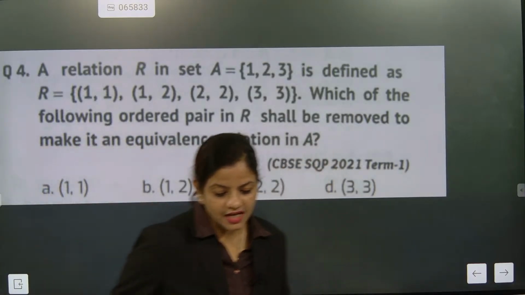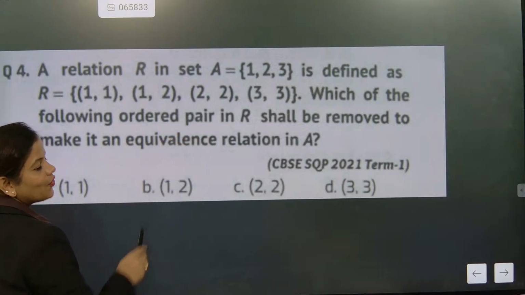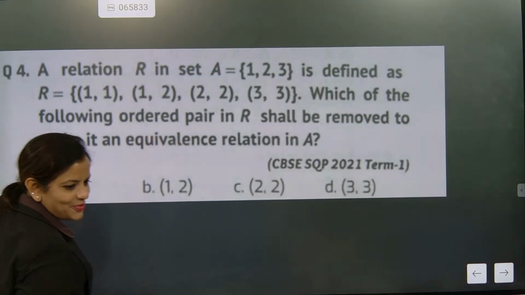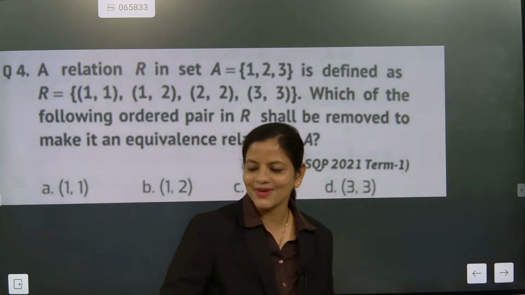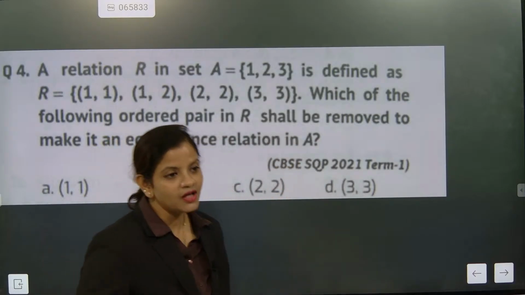Now, beta, next part, what is the question? Darunish has given the answer 1, comma 2. Let's see. A relation R is there. Which of the following ordered pairs in R shall be removed to make it an equivalence relation? Which is creating the problem? 1, 1, 2, 2, 3, 3 is there. Only what is the culprit? 1, comma 2. So Darunish and Shivaranjani both have given the answer 1, comma 2.